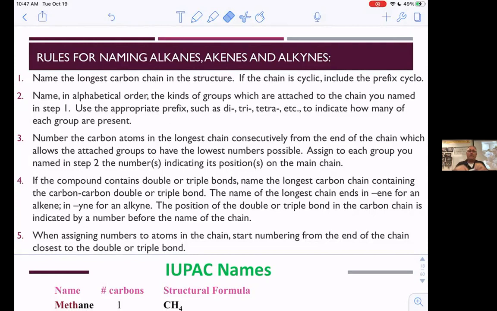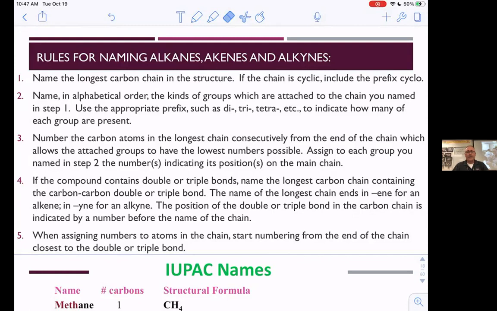You need to indicate how many of each of those groups there are. You need to number the carbon atoms in the longest chain consecutively from the end of the chain that contains attached groups with the lowest total numbers possible. We'll do some of this. So if you name from one end and it has a bunch of numbers, and you name from the other end and it has a bunch of numbers, add all the numbers up and find which one gives you the lowest. That will be the correct name of that structure.